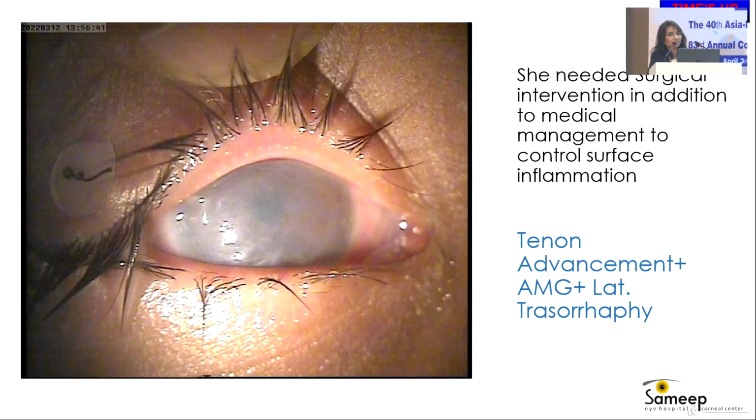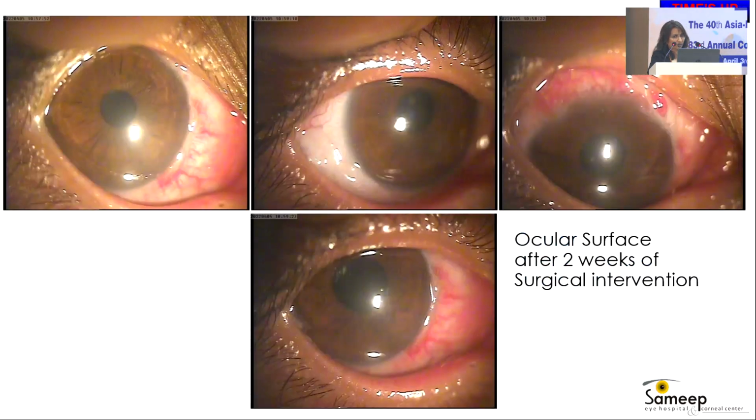So obviously she needed surgical intervention in addition to medical management to control the surface inflammation. And here, apart from medical management, you need to promote epithelialization. For that, you need to provide either the blood supply to that area. So Tenon advancement was done, an amniotic membrane graft was done, and a lateral tarsorrhaphy, and she did well eventually.